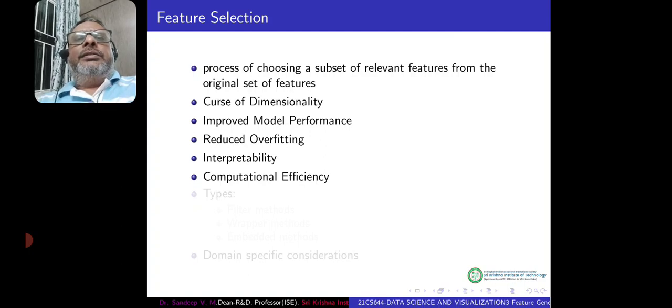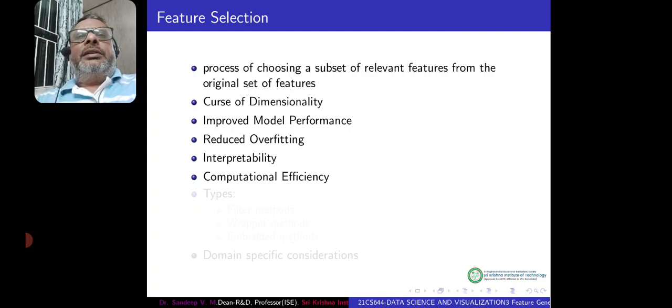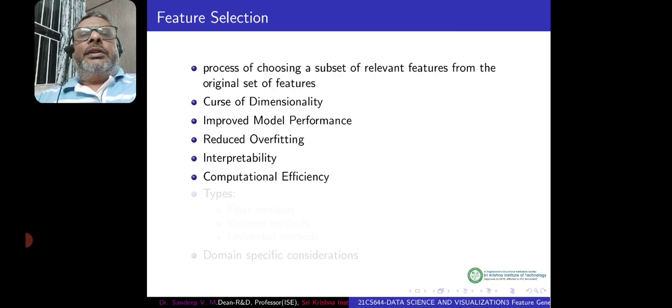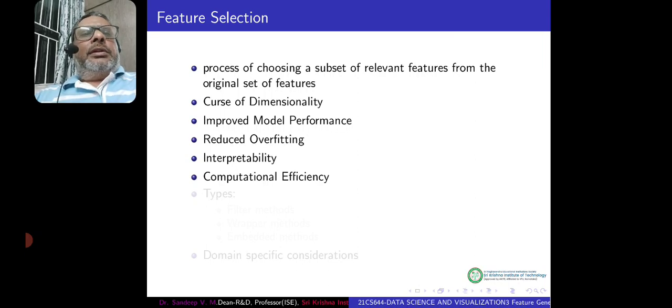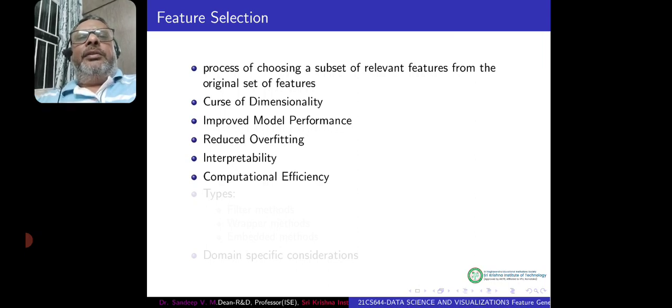And through this, definitely, as we discussed, the size of the data set reduces because unnecessary features are removed. Only those features which are required for solving our problem are retained, and therefore the overall size of the data set will reduce, and hence the training becomes simpler, the model becomes simpler. So overall the computational efficiency will improve.